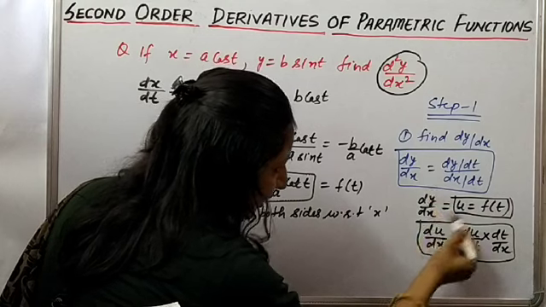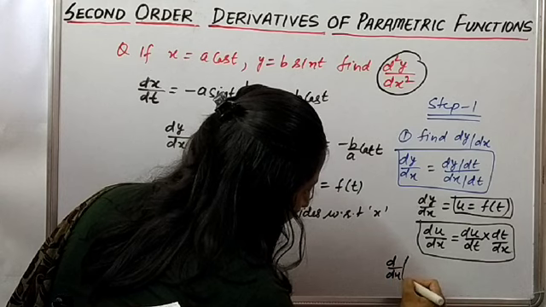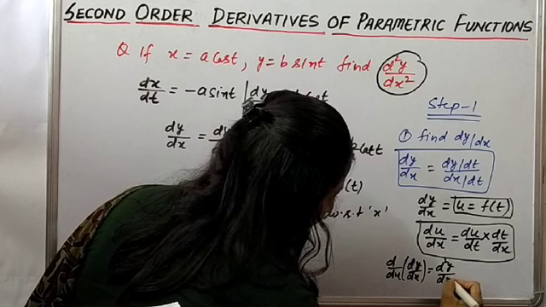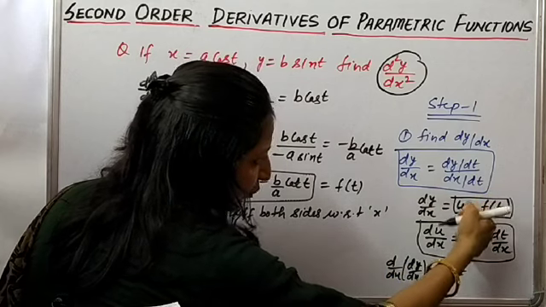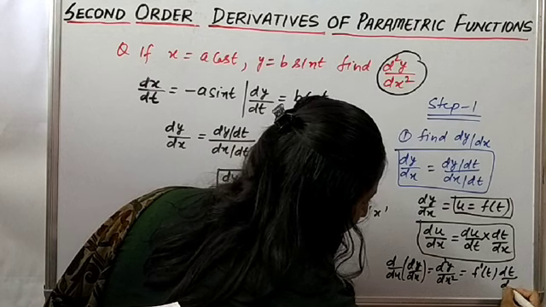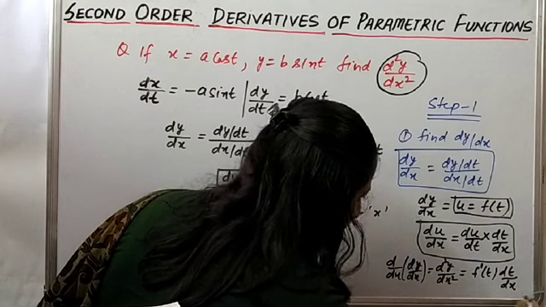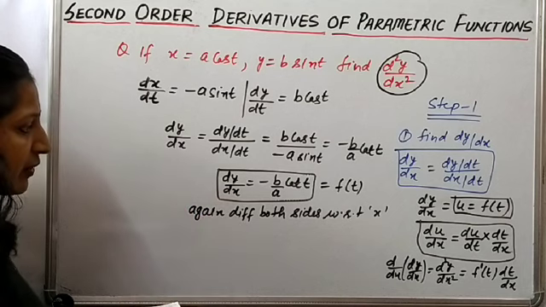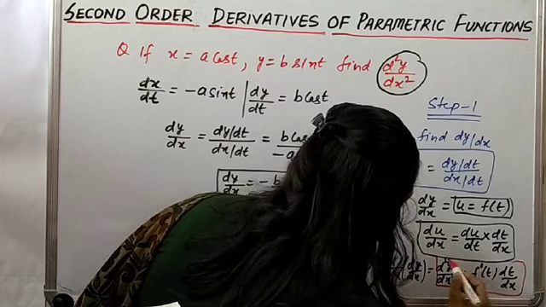And here u is dy by dx, and if I put dy by dx in place of u, it will be d2y upon dx square, and this is equal to du by dt. So du by dt means f dash t, into dt by dx, right? So students, by using this formula, that is d2y upon dx square is equal to f dash t into dt by dx, we will proceed further in order to find the second order derivative, right?